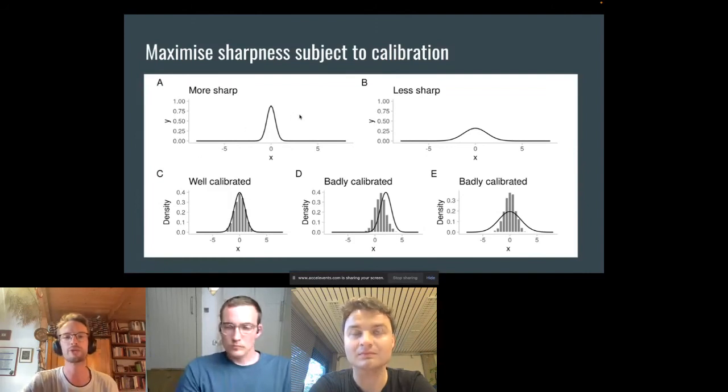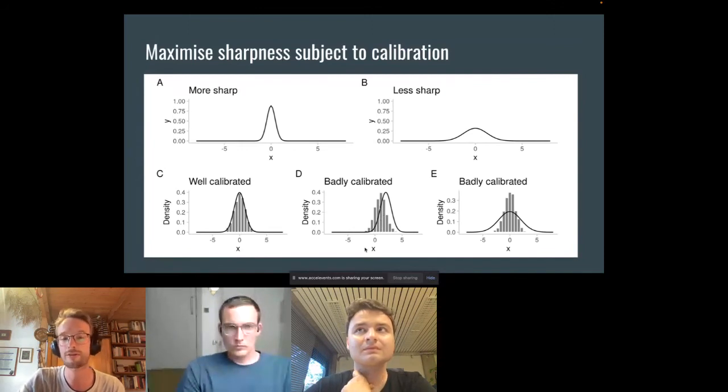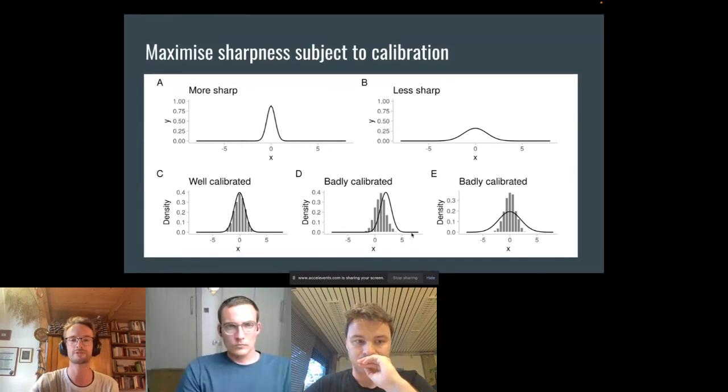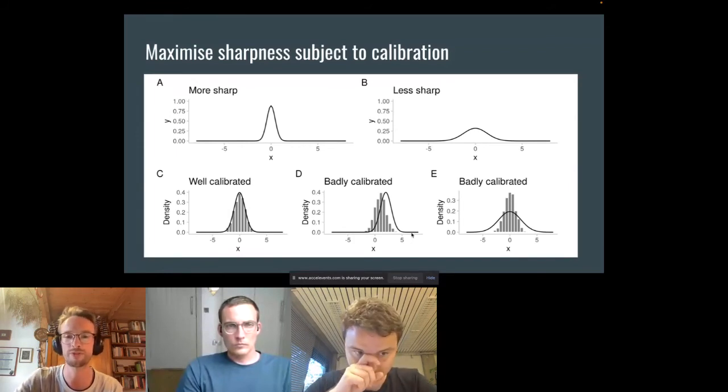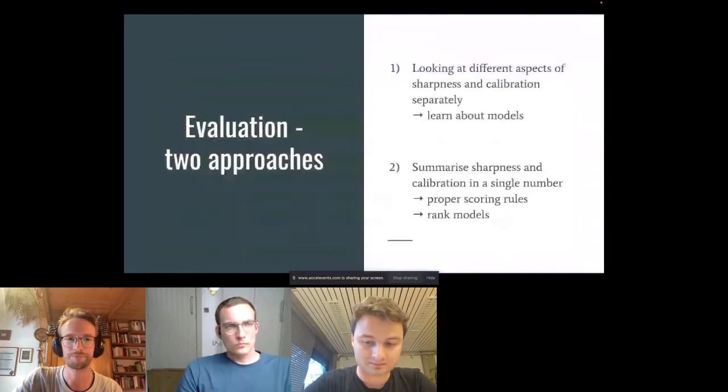But sharpness only helps you if your forecast is actually correct. And that's where calibration comes into play. Calibration is a sort of consistency between your predictive distribution, that's the line here, and the observations represented by the histogram. And if your forecast distribution differs systematically from the observations, then your forecasts are badly calibrated.